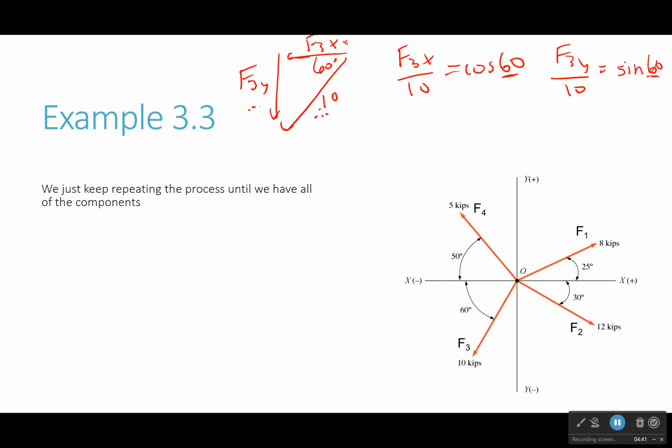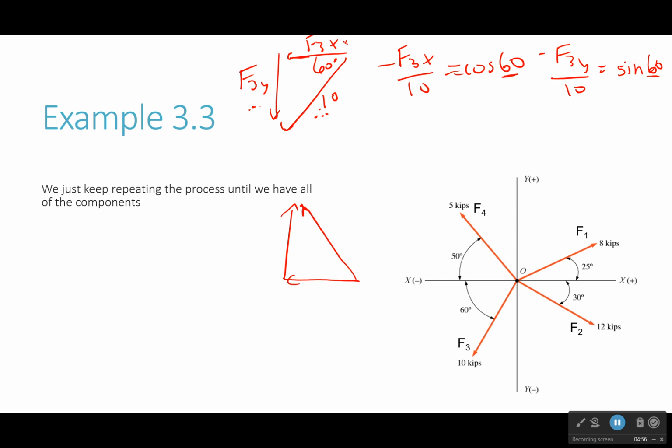Now let's do F4. So I draw my force triangle. And one thing I did forget is that F3y and F3x would have been negative in the end. Let's add a little negative sign here. Just make sure I remember that, because they're pointing down and to the left.